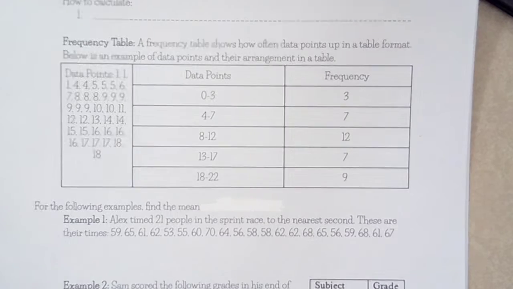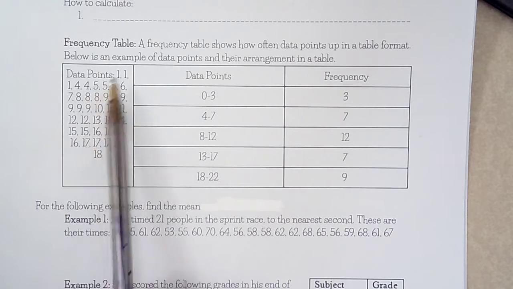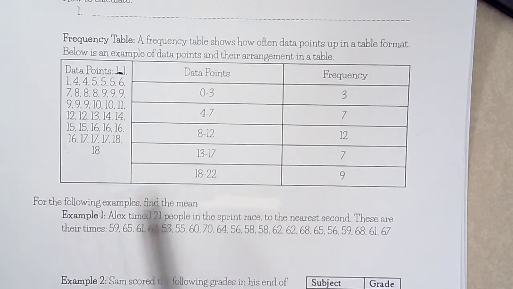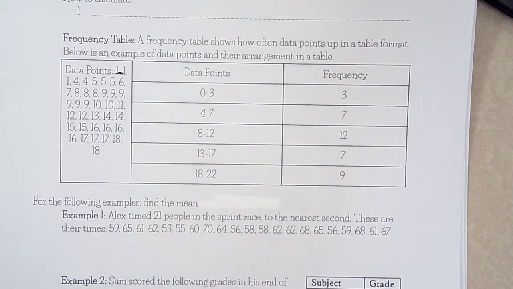The other thing I wanted to teach you about today was a frequency table. So a frequency table shows how often data points show up in a table format. So below is an example of the data points and their arrangement on a table. So you can see over here, we've got all of our data points. And then notice I've grouped them into categories. Data points 0 to 3, data points 4 to 7, data points 8 to 12.